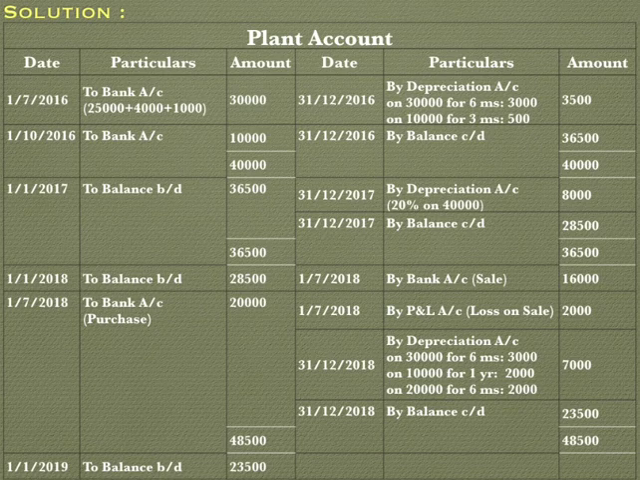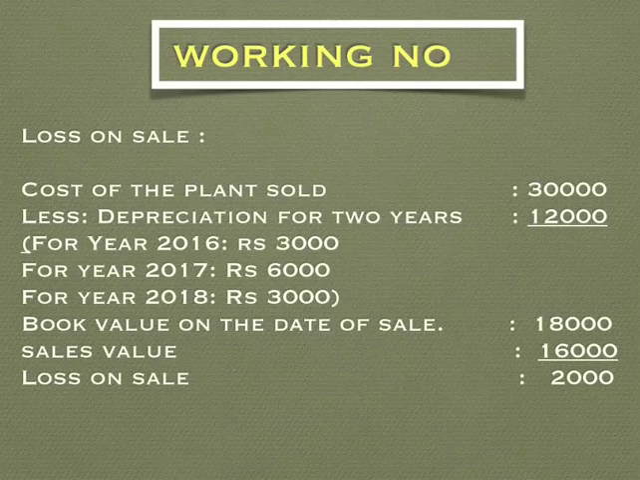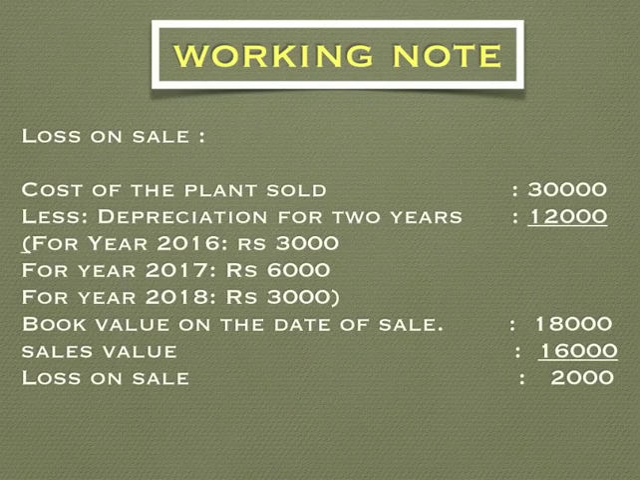Friends, in this way we can calculate our plant account. In this way we can give all the accounting treatments to our heads. We have given a working note for the same. By this working note you can easily understand how we have calculated the amount, how we have suffered a loss on the sale of our machinery, and how we have calculated the depreciation for the machine sold. So friends, in this way you can easily solve the problem under the fixed installment method. I hope this video will help you in solving the problems of depreciation under the fixed installment method.